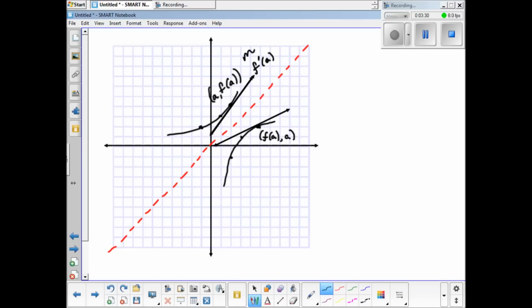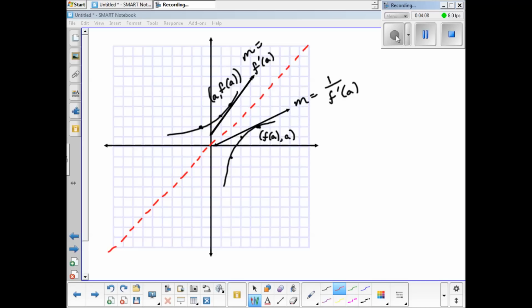So initially this was m equals f prime of a. This one turns out it's going to have the slope 1 over f prime of a. Now these lines are not parallel, so they don't have equal slope. These lines are not perpendicular, so they do not have opposite reciprocal slopes. What we have here are actually reciprocal slopes. And the basic idea is that x and y have traded roles. Therefore, rise and run have shifted and have become interchanged.